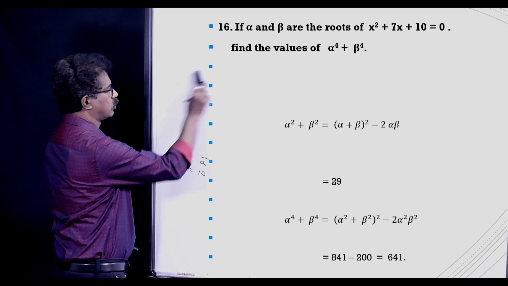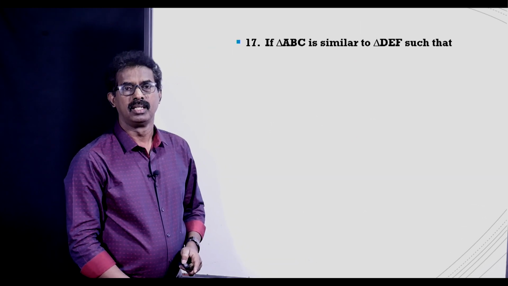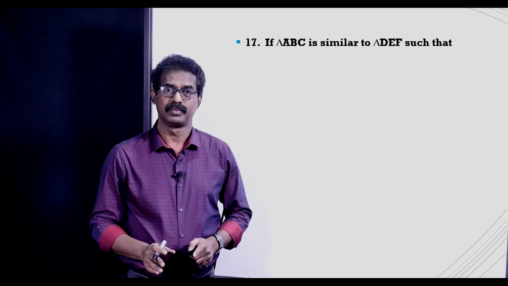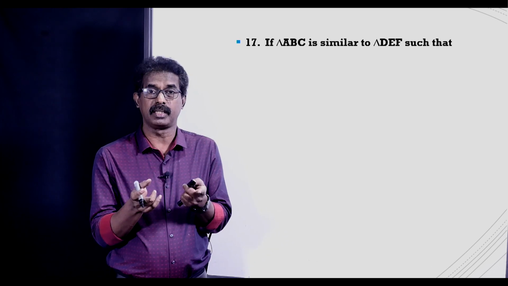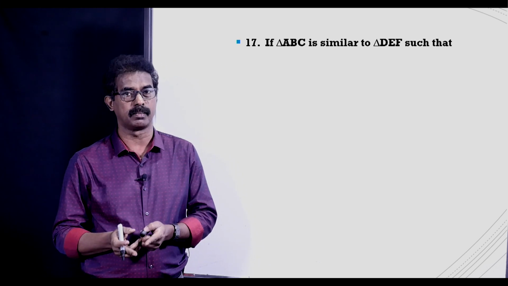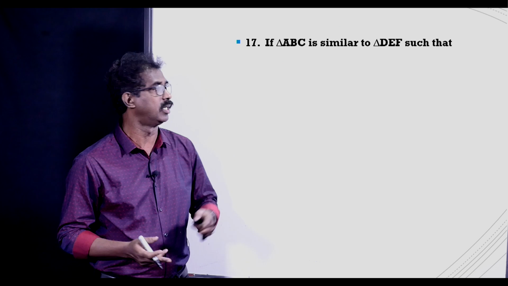Now we go for the next question. Sum number 17. Two triangles similar. Earlier we did one sum, right? Perimeter, what is that? Perimeters are proportional to the sides, but areas are proportional to squares of the sides. So here look at this question.